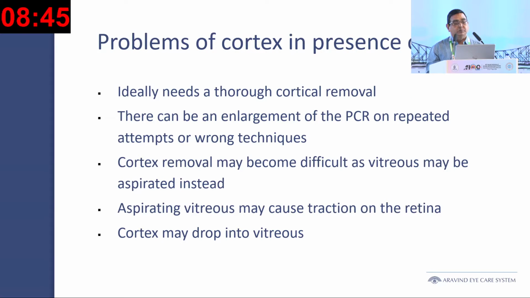So what would be the problems of cortex in the presence of a PCR? Ideally, it needs a thorough cortical removal, so we should be removing 100% of the cortex. There can be an enlargement of the PCR on repeated attempts or repeated collapse of the chamber during the process, or because of wrong techniques like pulling on the PCR. Cortex removal may become more difficult when vitreous presents, and instead vitreous may be aspirated. In turn, this causes traction on the retina, which can lead to immediate or even late post-operative complications. And during this process, the cortex may drop into the vitreous.